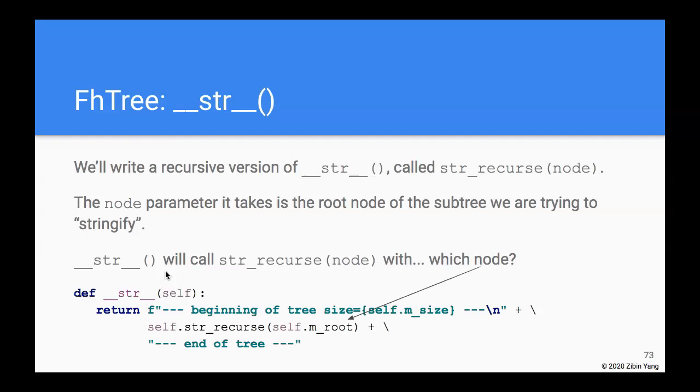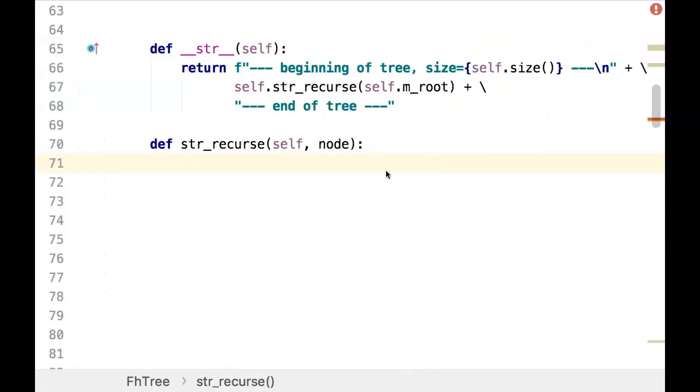The obvious answer is the root node, right? Because we always start looking at all the nodes in a tree from the root. So here's the Dunder string method. It has some pre and post text that surrounds the string returned by the recursive version of itself that starts its work at the root node. So let's try to write this recursive string method together.